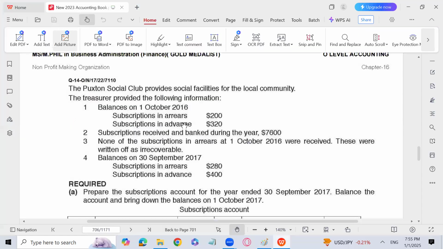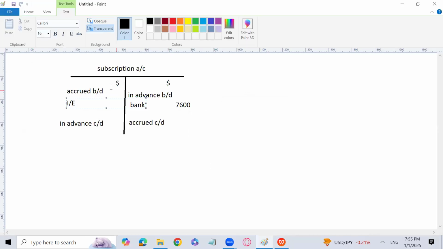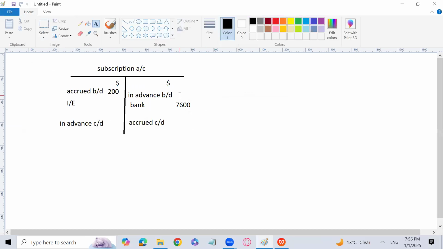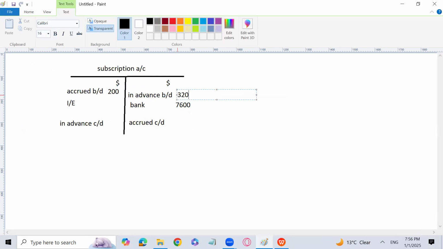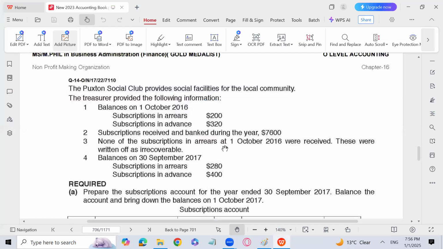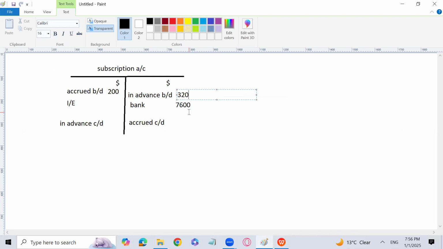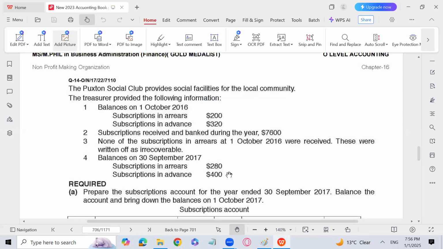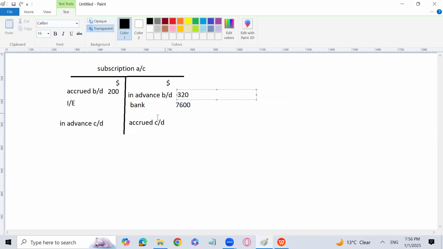So let's see. Subscription in arrears is 200 and subscription in advance at the start is 320. So here I will write 200, and here I'm going to write 320 in advance brought down. Bank figure is 7600, bank debit, subscription credit. Subscription income is going to be credited because of the reference to bank. Subscription in arrears at the end is 280 and in advance at the end is 400. So I will write 280 over here and 400 over here.